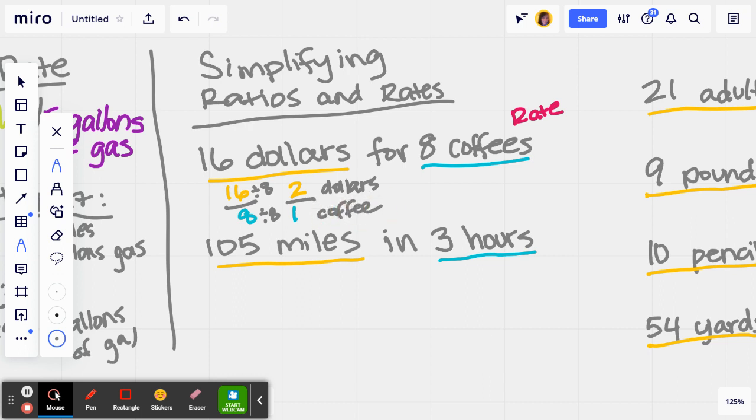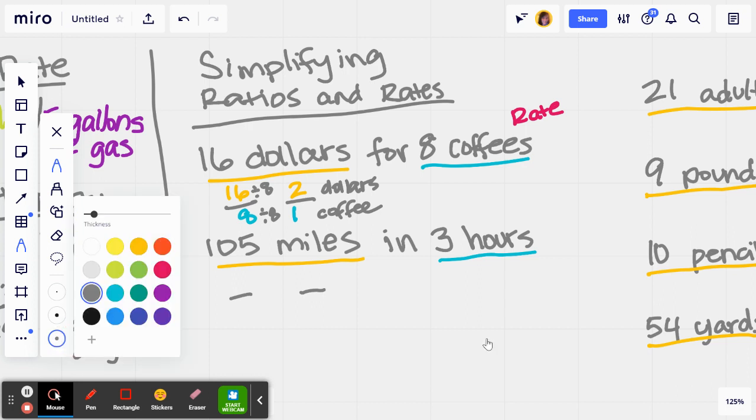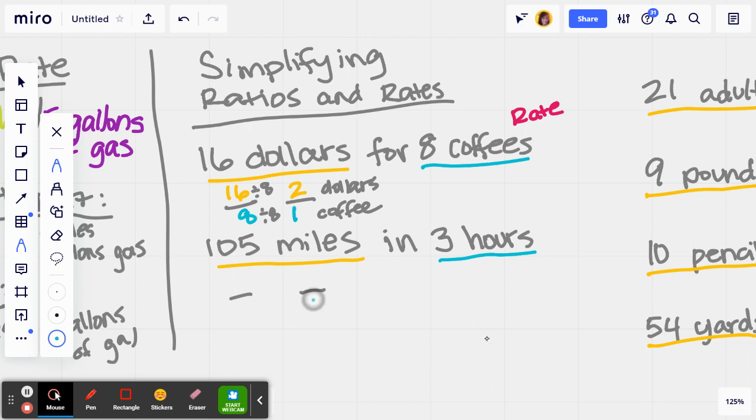All right, let's look at the next one. Somebody traveled 105 miles in 3 hours. 105 miles in 3 hours. So what I'd like you to do is just let's start with a rate and then see if you can get it to a unit rate. And I will remind you that your unit rate will have a 1 on the bottom.